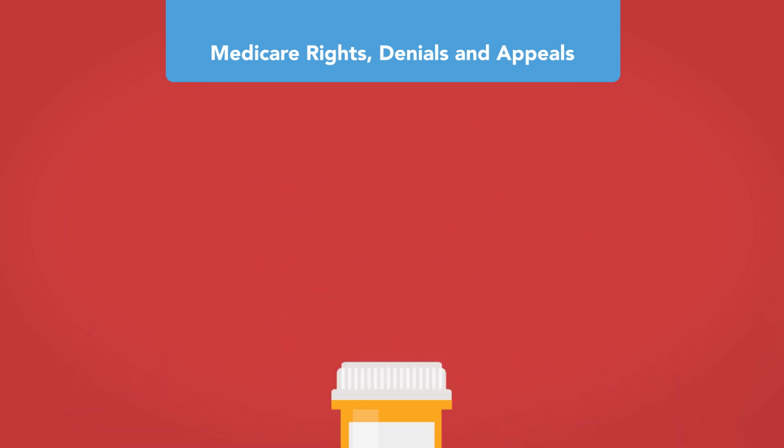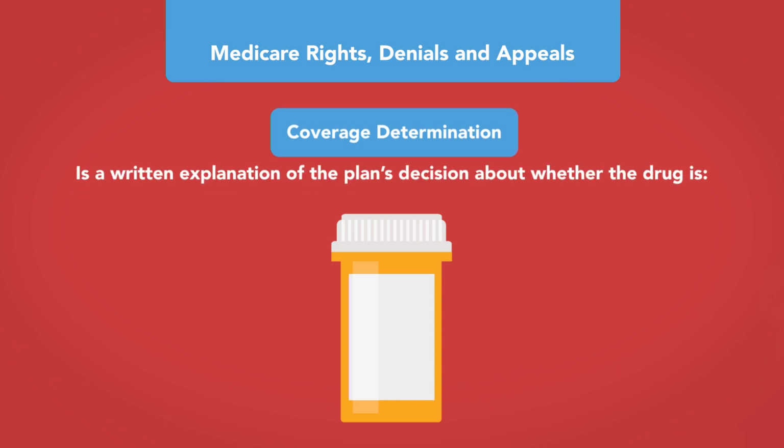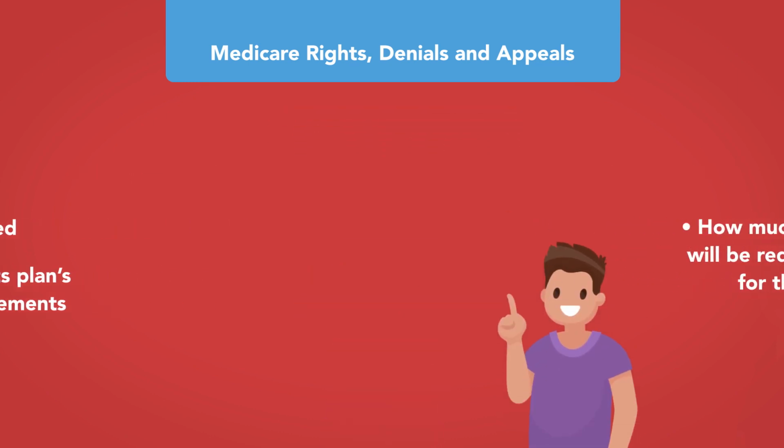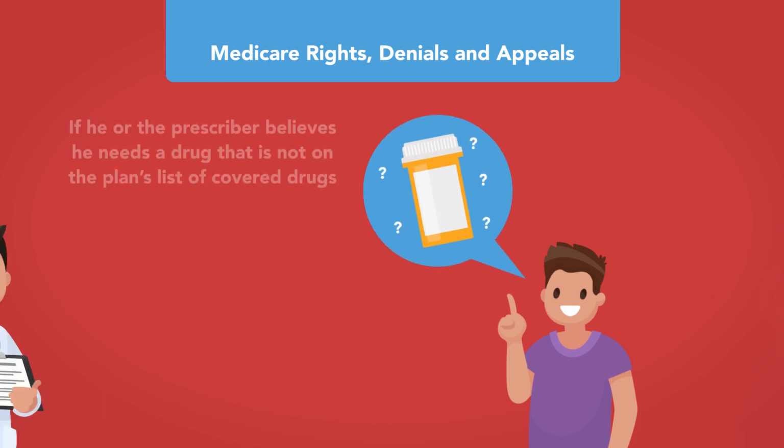In the case of prescription drugs, the patient has the right to get a coverage determination from his Medicare drug plan even before the drug is purchased. This is a written explanation of the plan's decision about whether the drug is covered, whether the patient has met the plan's requirements to have the drug covered, and how much the patient will be required to pay for the drug.